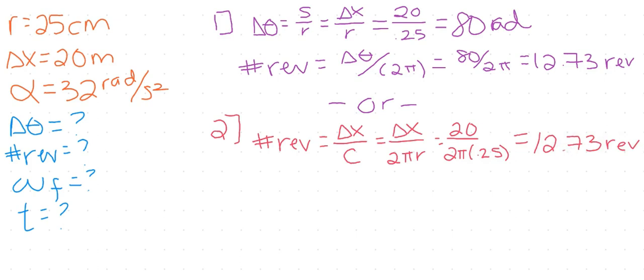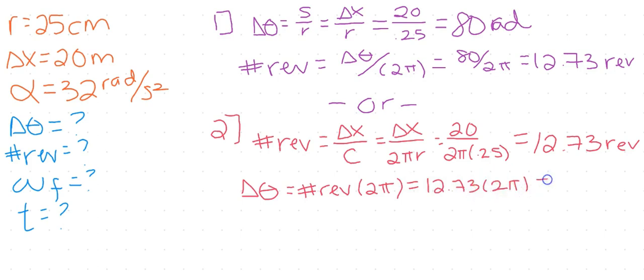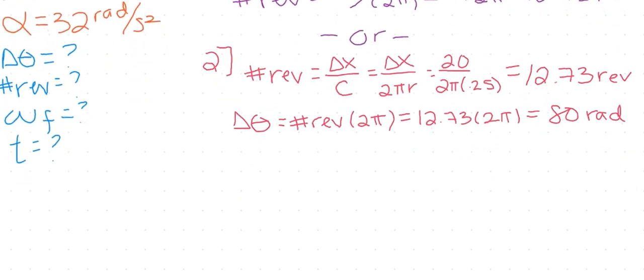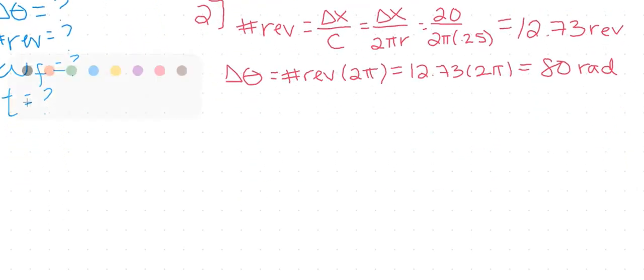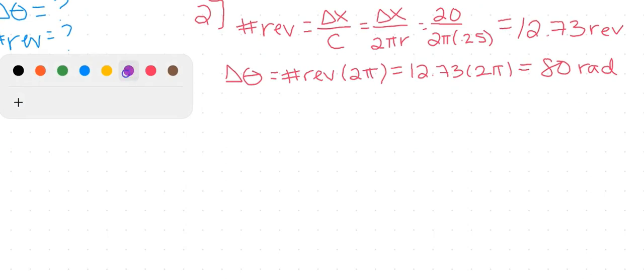So then from here, you can do 12.73 revolutions using the fact that angular displacement is the number of revolutions multiplied by 2 pi. You take 12.73, multiply it by 2 pi, and you will get 80 radians, just like you did when we went the first way. So the problem doesn't change no matter which way you do it. Totally up to you, whichever one makes more sense. So they both are correct. You can either do part A first and B, or part B first and A. It doesn't matter.